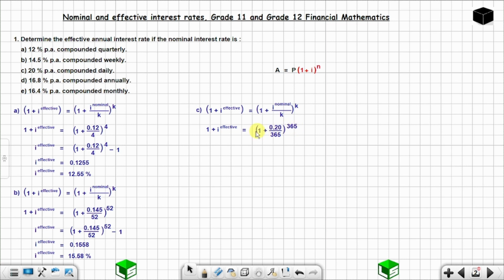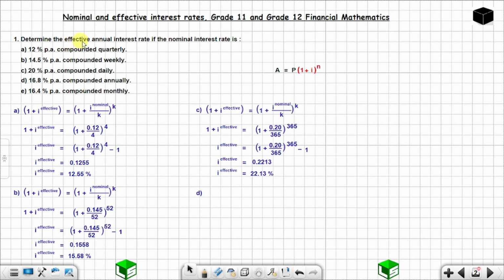Okay, let's carry on. Now you have the effective annual interest rate is equal to this. You take 1 to the right, now you have minus 1. Effective annual interest rate is equal to, plug this in your calculator, you are going to have 0.2213. Now, in percentage, you are going to multiply by 100. You are going to have 22.13%.